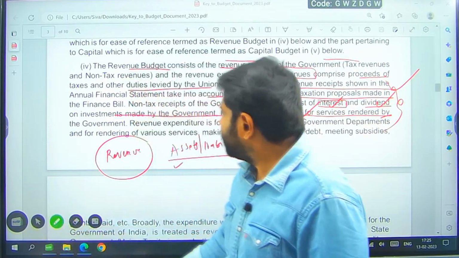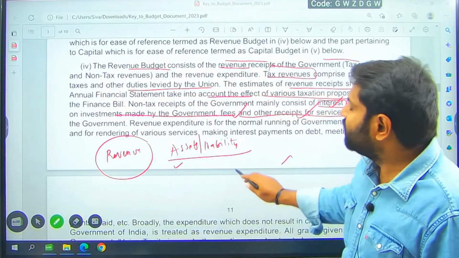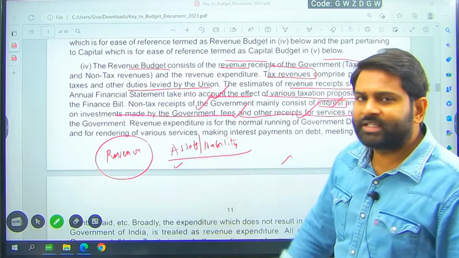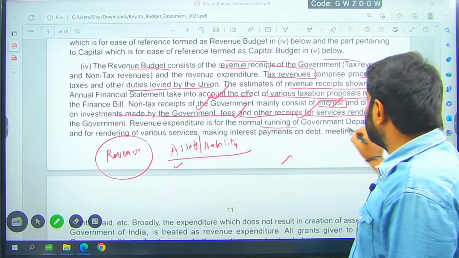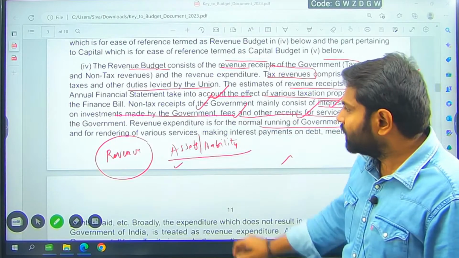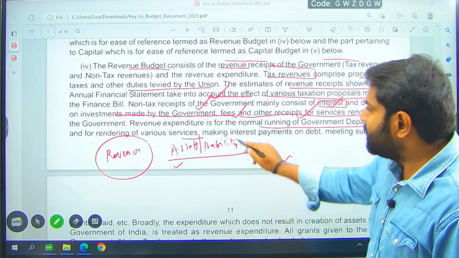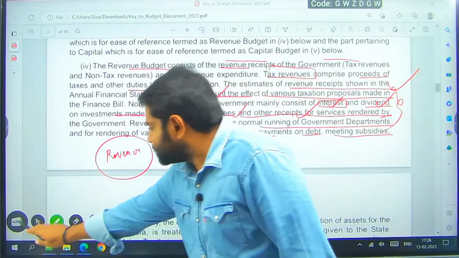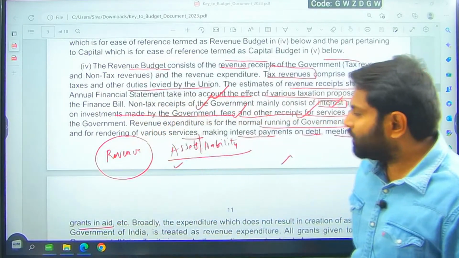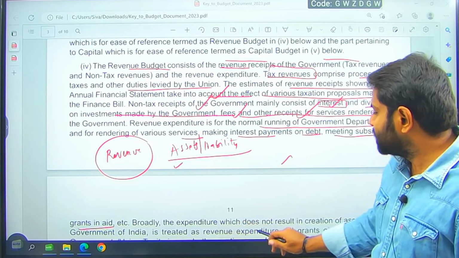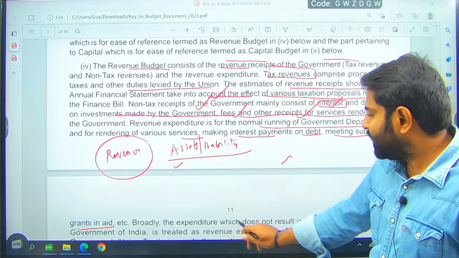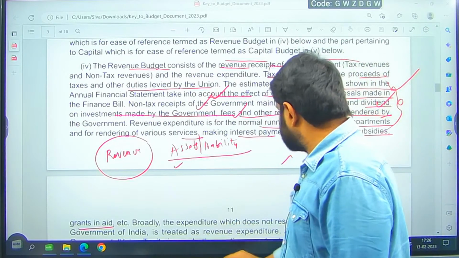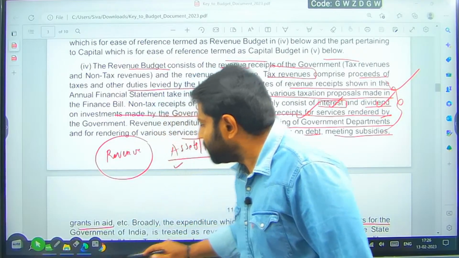So apart from that, revenue expenditure. Now you understood tax revenues and non-tax receipts. Now you need to understand revenue expenditure is for the normal running of the government departments and rendering of the various services, making interest payments on debt, meeting subsidies, grants, or broadly the salaries paid to the employees. Expenditure which does not result in creation of assets or liabilities is there in this particular part.